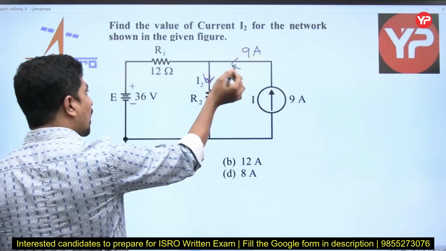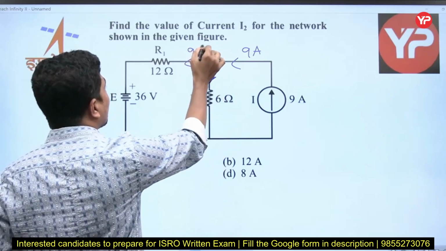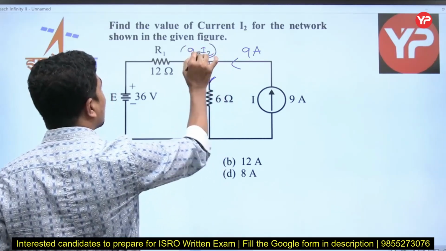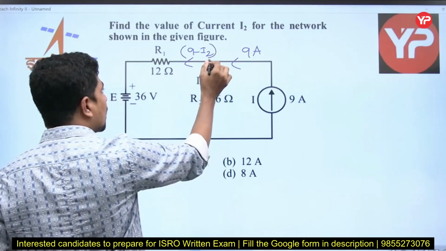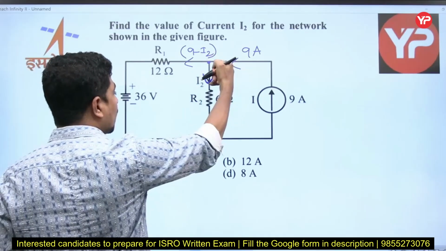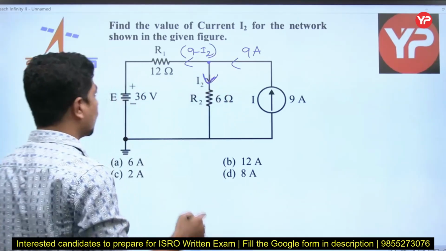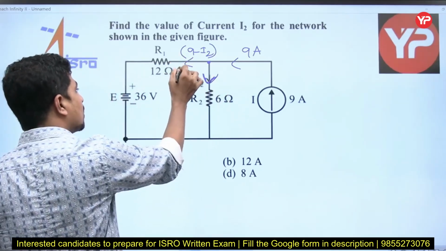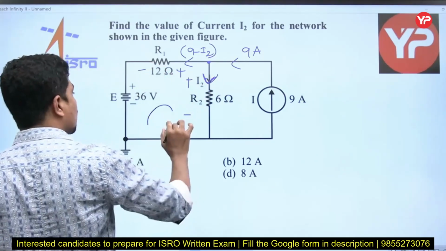Now this is I2. Then what is this current? 9 is coming, I2 is leaving. I will take this one as 9 minus I2. Applying KCL at this node, 9 coming, I2 leaving, so the sum of all the incoming currents must be equal to the sum of all the outgoing currents. As 9 minus I2 is entering here, this is plus, this is minus. And as I2 is entering here, this is plus, this is minus. I will write the KVL for this loop.